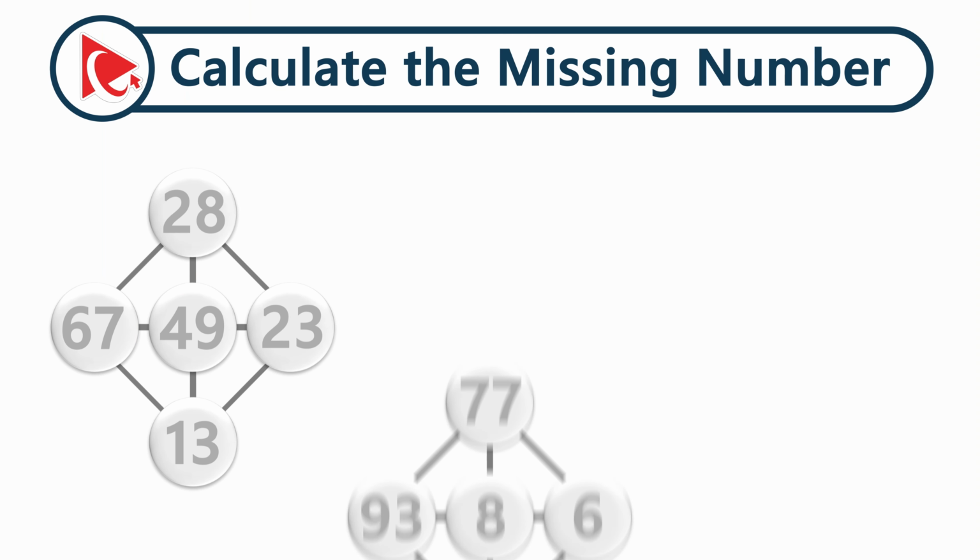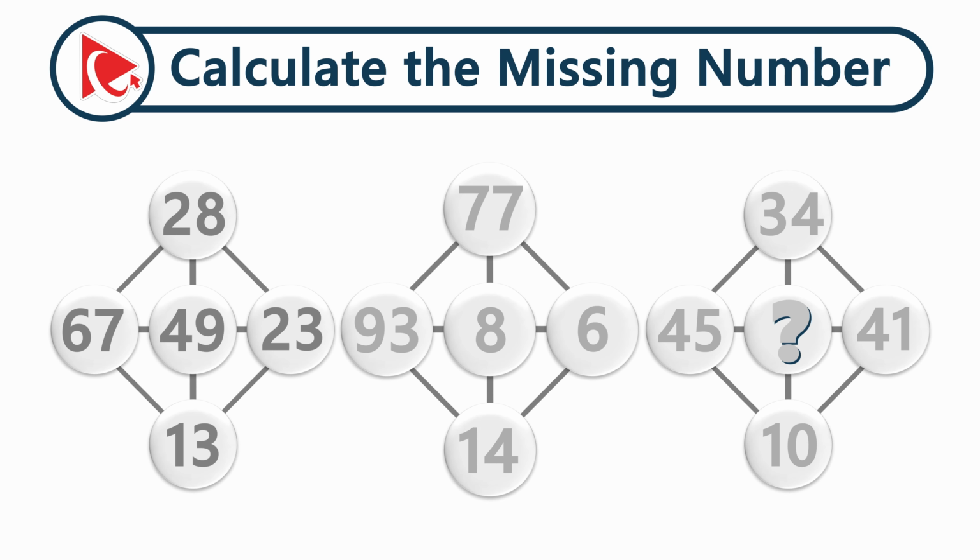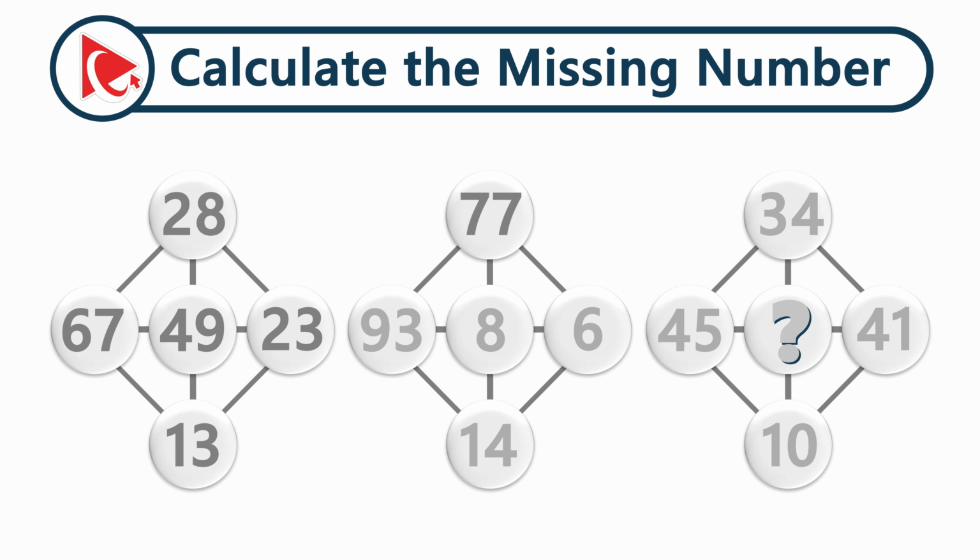You're presented with 3 cool-looking shapes. Each shape, let's call it a rough diamond, has 5 numbers inside. The first shape has numbers 28, 23, 13, 67, and then number 49 in the middle. The second shape has numbers 77, 6, 14, 93, and then number 8 in the middle.